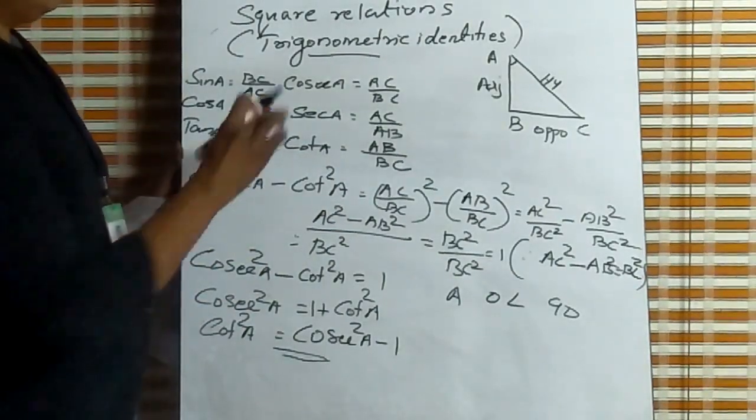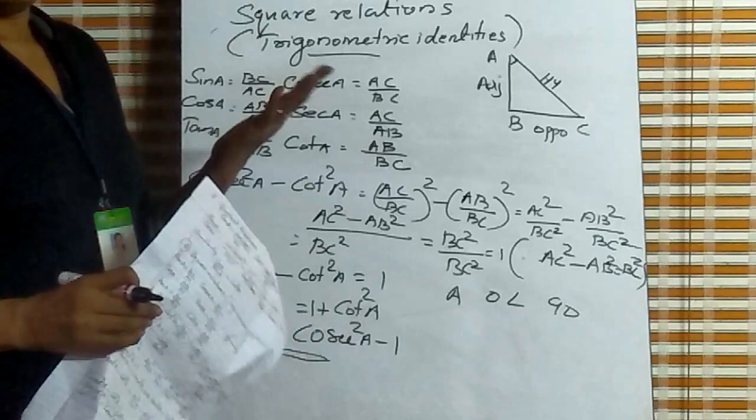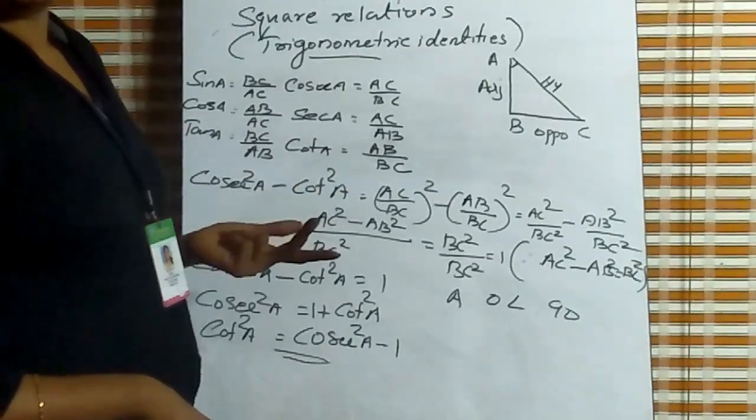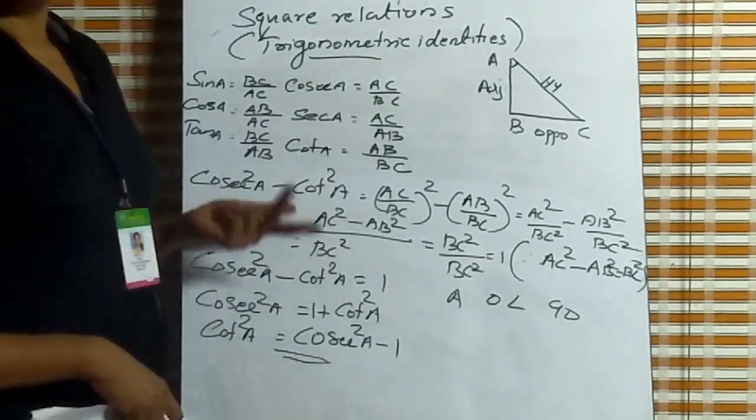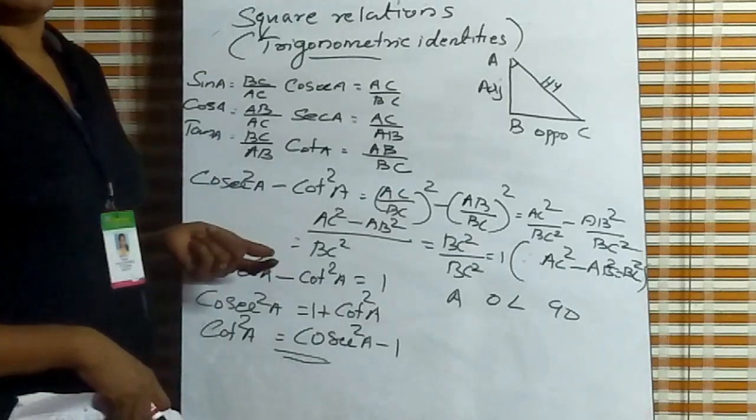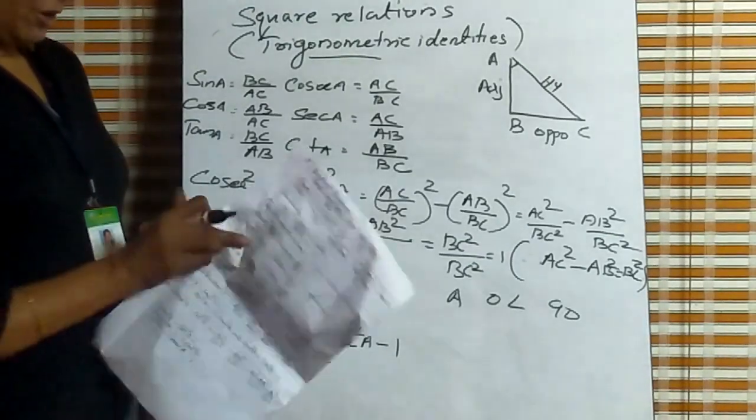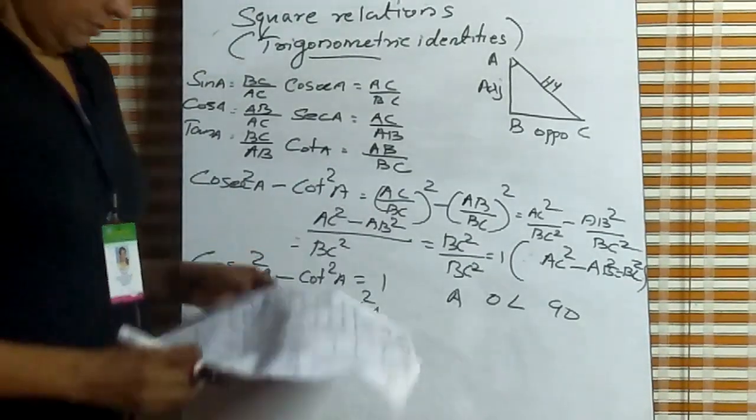So our trigonometric identities are: first, sin square A plus cos square A is equal to 1; second, sec square A minus tan square A is equal to 1; third, cosec square A minus cot square A is equal to 1.